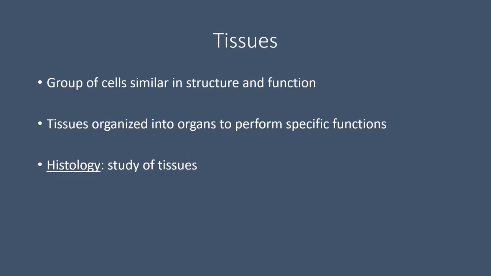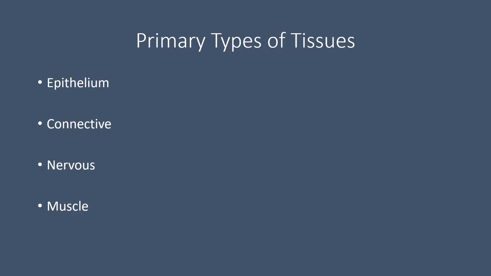Exercise 5 deals with the classification of tissues. First of all, a tissue is a group of cells that have similar structure and therefore similar function. They are working together to perform that particular function. Tissues then are organized where you have at least two different types of tissues organized to form organs, which also have a particular function. The study of tissues is known as histology.